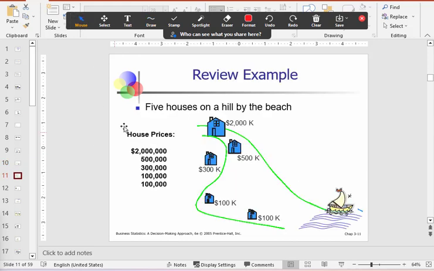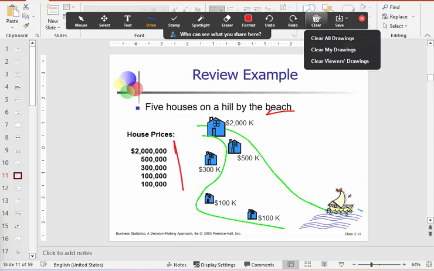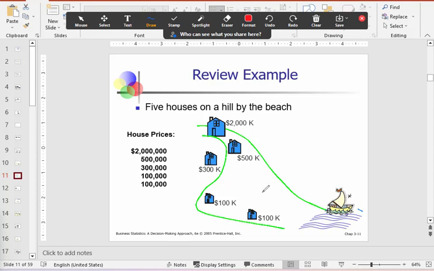Now in this example, on slide 11, we have an example of 5 houses, and each is near the beach, and their prices are shown here: 200K, 2000K, 500K, 300K, 100K, and 100K. So this is the data for house prices near the beach, having a sea view. Now we are looking at what indicators we can use to describe the nature of the house prices in that area.